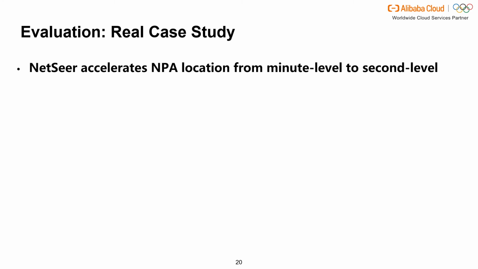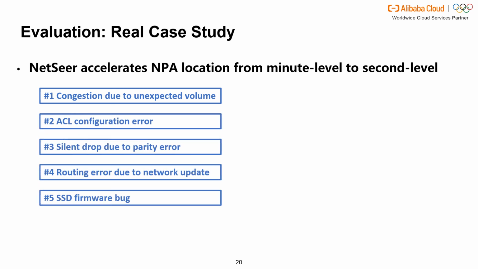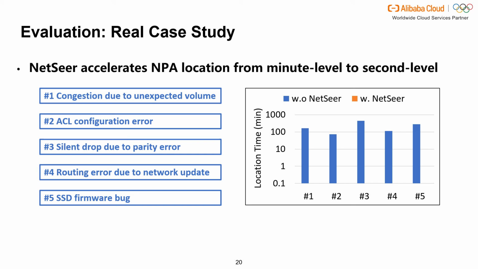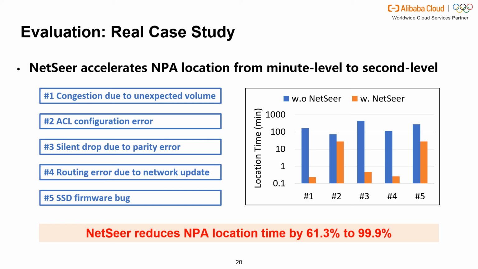To understand NiceR's effectiveness on troubleshooting MPA, we study 5 real and representative MPA cases, including congestion, configuration error, routing error, and so on. From our experience of analyzing and debugging the above cases, we observe that existing monitoring systems fail to gather necessary information for MPA location, leading to long location time. Comparatively, NiceR helps operators quickly find related events in seconds.